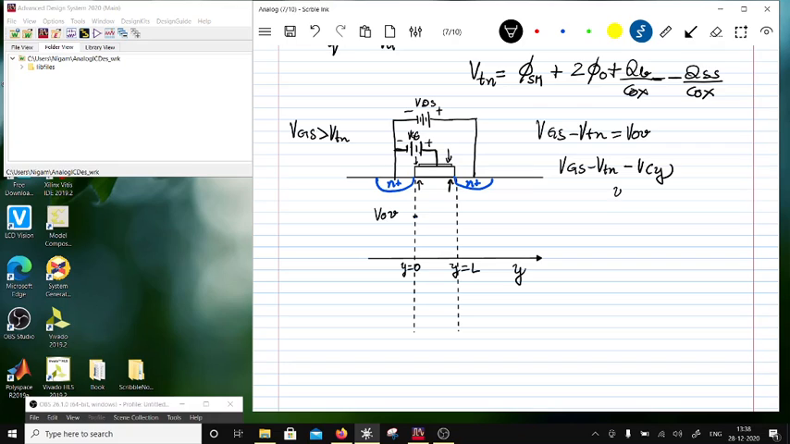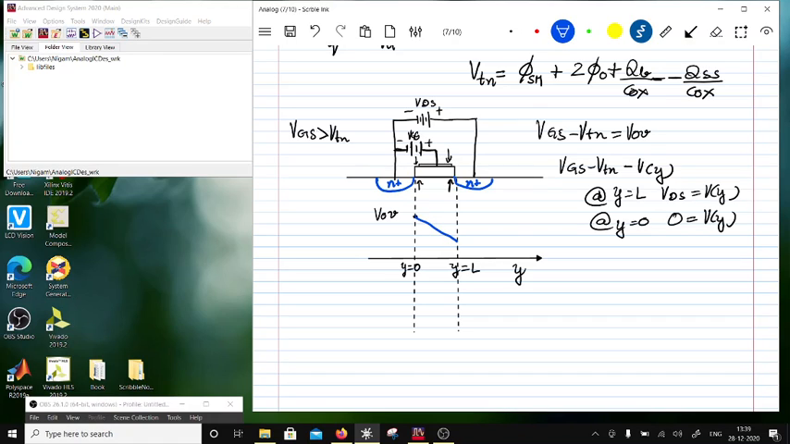At Y equal to L, the voltage which is applied drain to source is VDS, and at Y equal to 0, okay, so this is Vy. At Y equal to 0, this is going to be equal to 0. So the net potential across the channel is going to be VGS minus VTN minus VDS, right? So over here it will be like this.